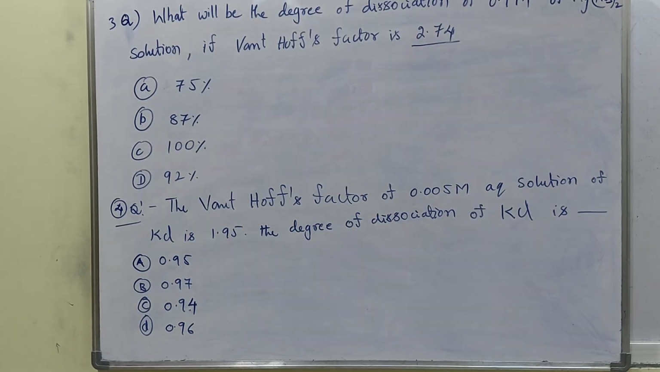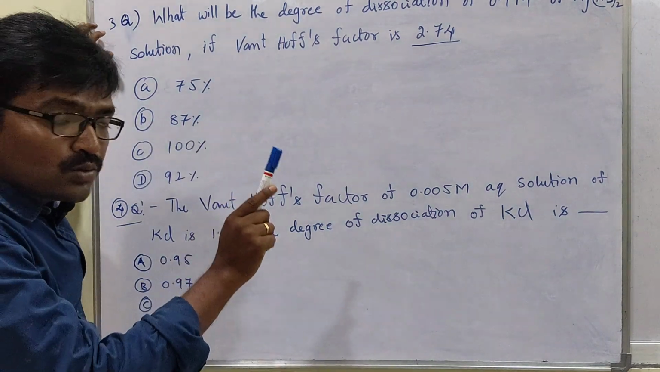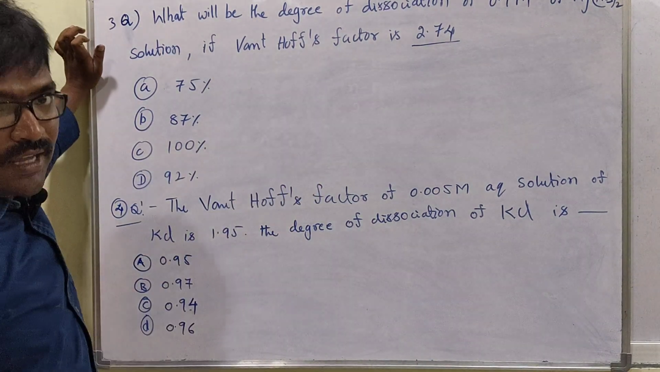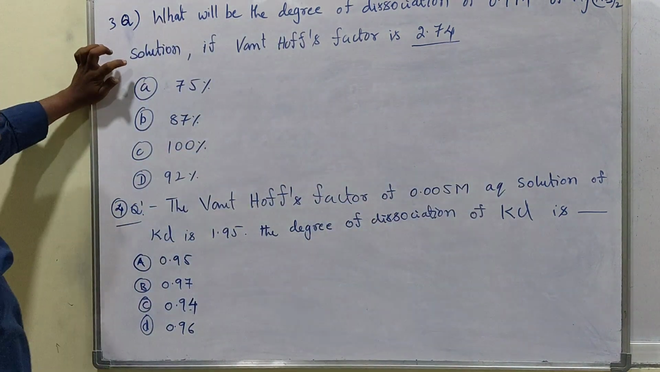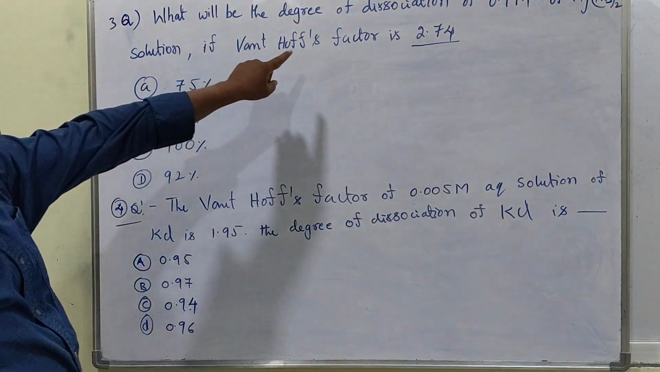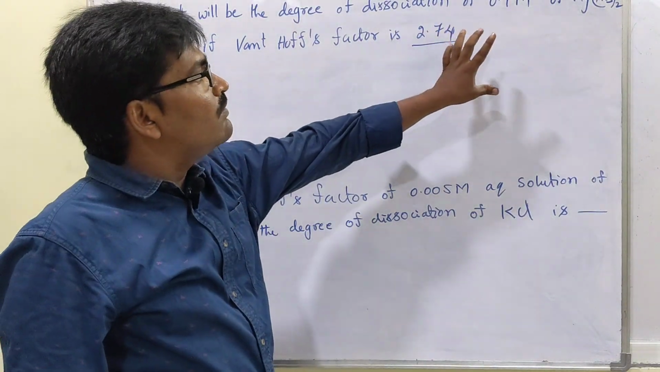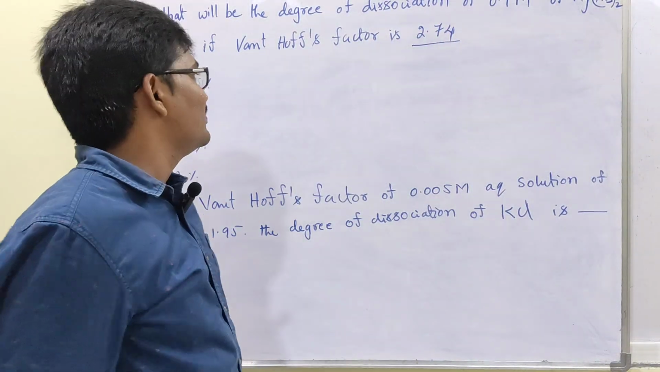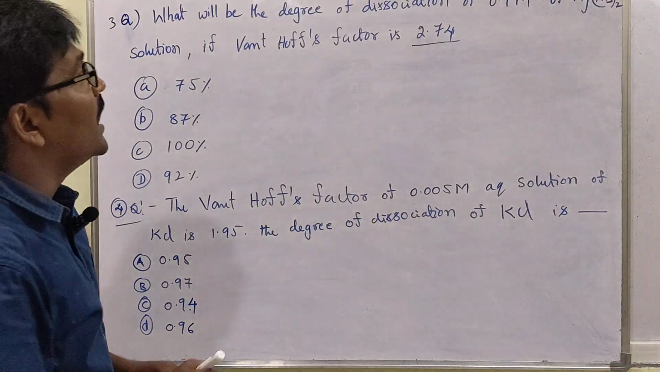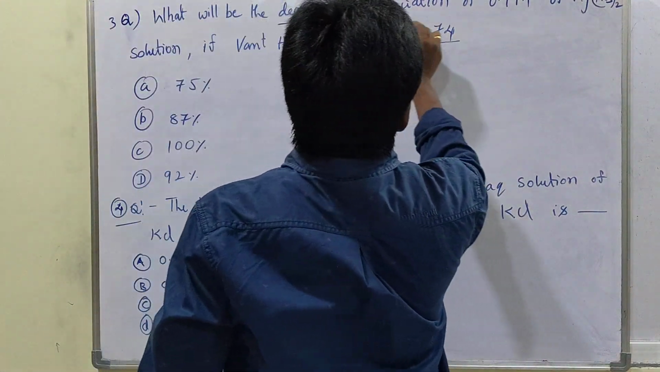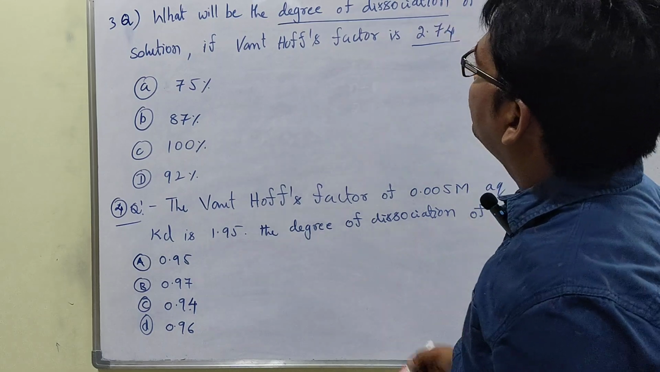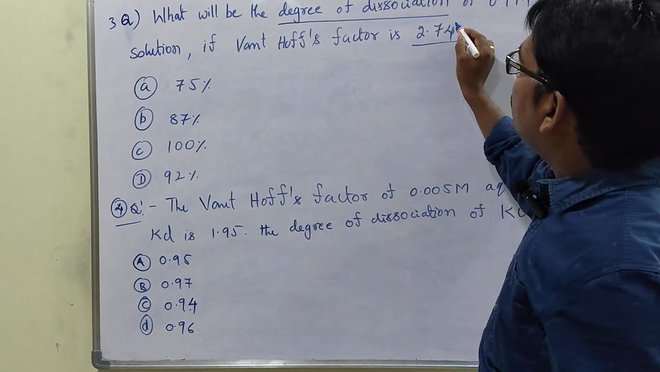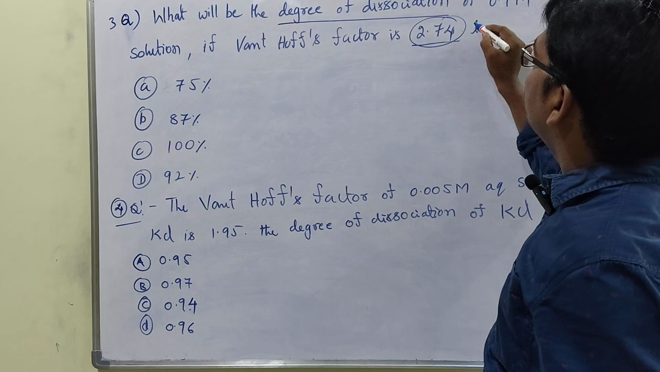Look at my dear students, 2 more questions are here. What will be the degree of dissociation of 0.1 molarity MgNO3 taken twice solution if the Van't Hoff factor is 2.74? They are given like this. So what do we have to find out? We have to find the degree of dissociation, alpha. What is given? The Van't Hoff factor value, the i value, is given.